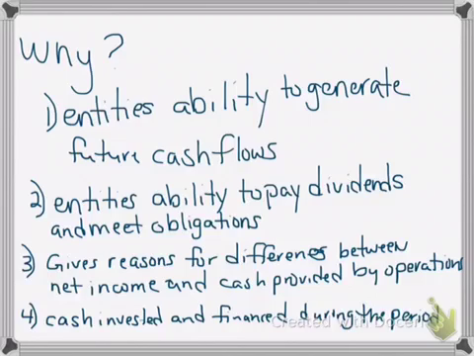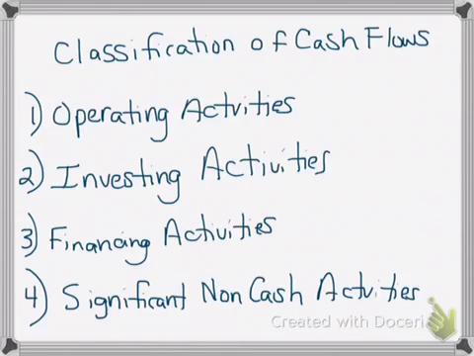It gives the reasons for differences between what your net income is and what cash was actually provided by operations. Realize we could have a really big net income, but if it's all out there in accounts receivable and we haven't been paid and nobody's paying us, then we don't really have any cash provided by operations. And then we can look at the cash invested and financed during the period.